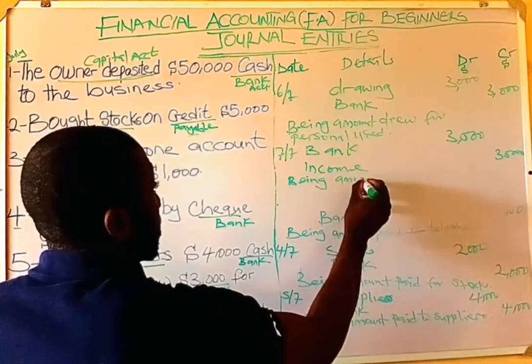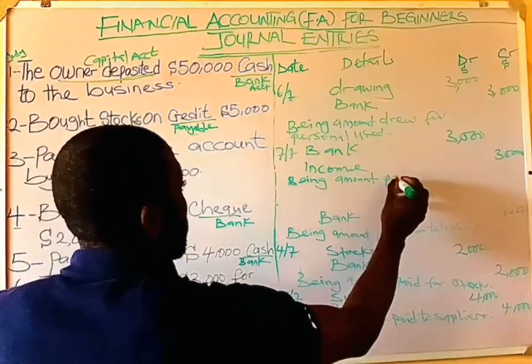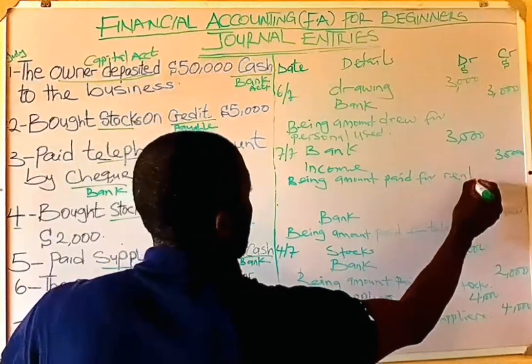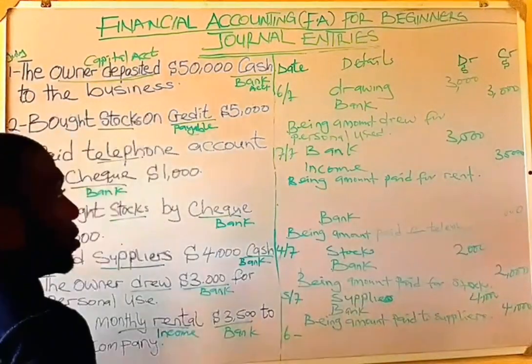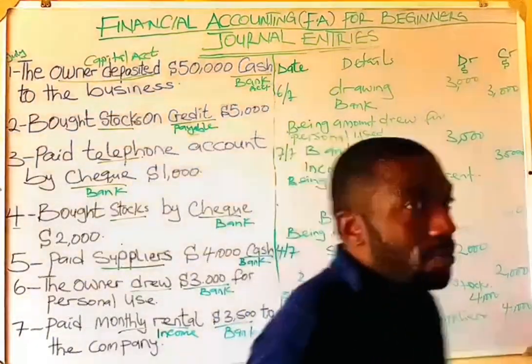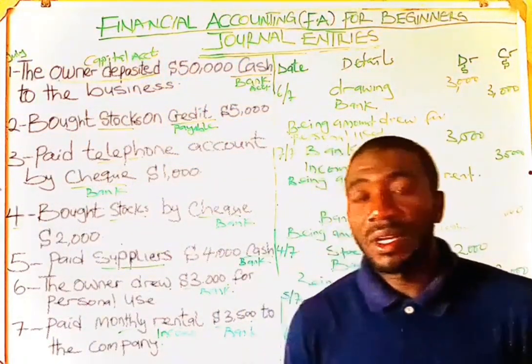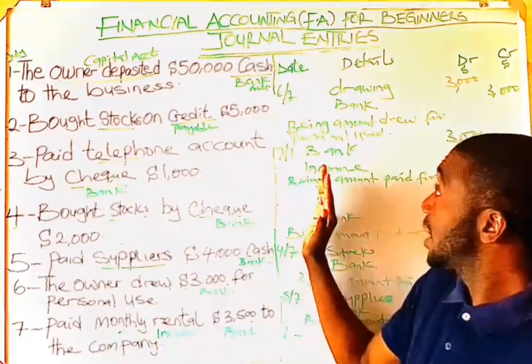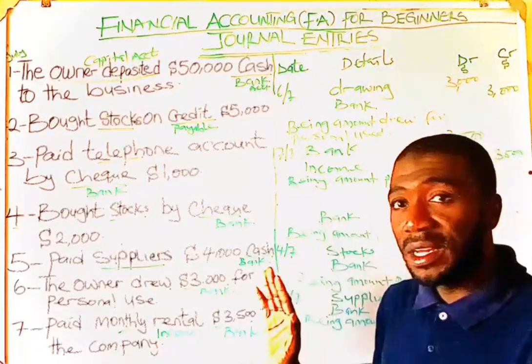being amount paid for rent. Simple. So this is journal entries. Now, in the next video we're going to look at the ledger, how to post these entries to our ledger. Thank you.